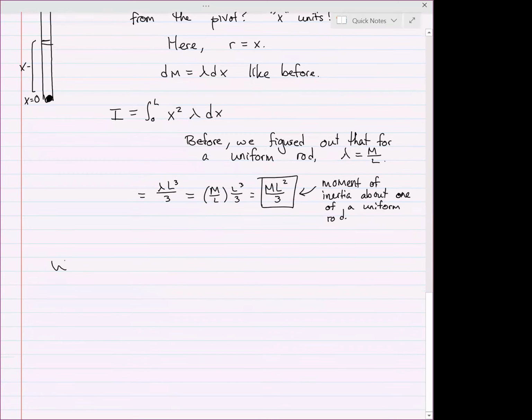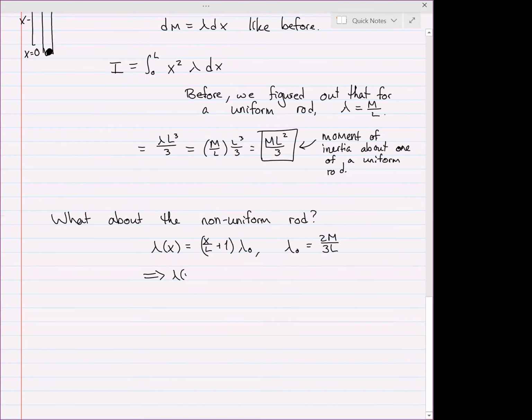All right, so let's do the same thing for the non-uniform rod. We're going to use the same rod that we had. So lambda of x is x over L plus 1 times lambda naught, where lambda naught is 2m over 3L. That's still true. That's just a property of the rod. So lambda of x is 2m over 3L times x over L plus 1. And you can check the units, by the way. This has units of mass per distance.